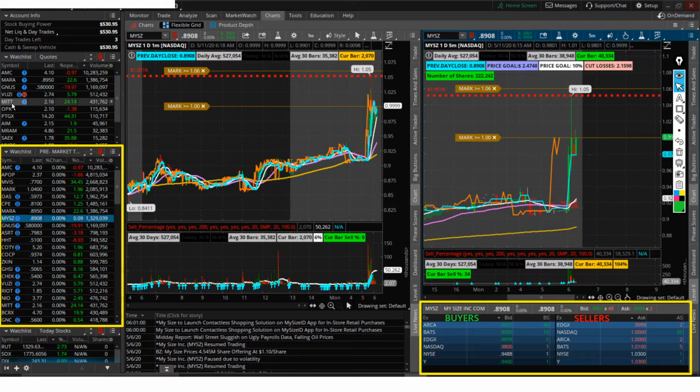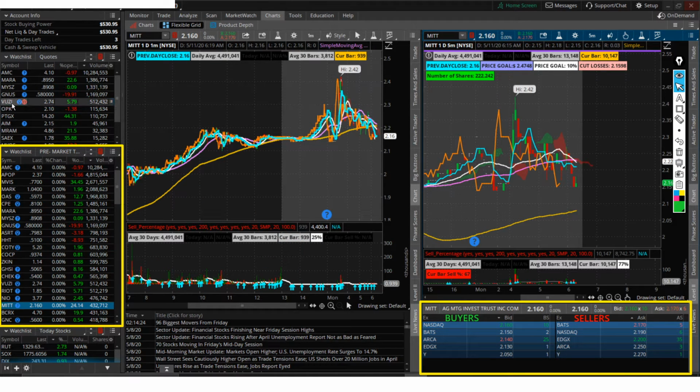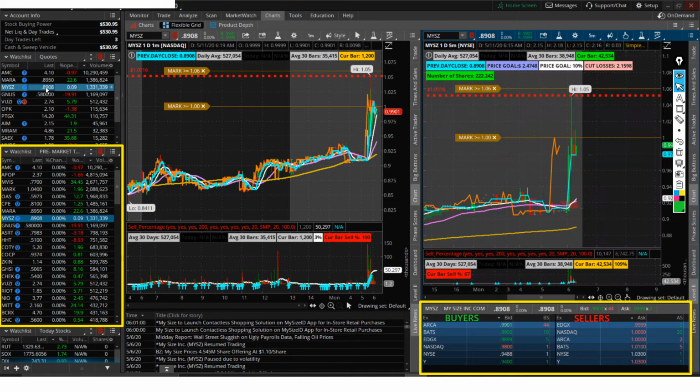So let me get rid of this one. MYSC, or My Size, is definitely a stock that we're going to be watching. So definitely keep an eye on that one and see how it actually goes.